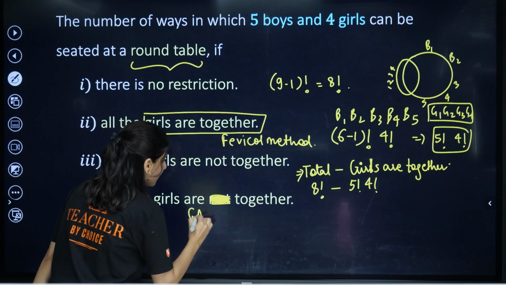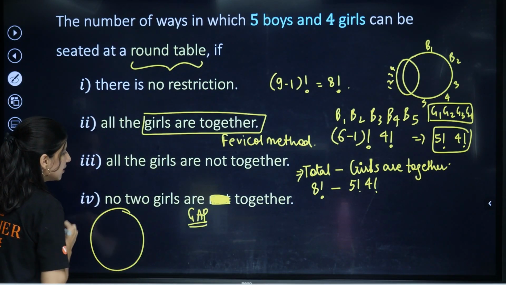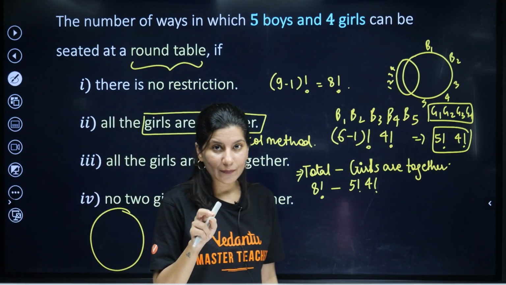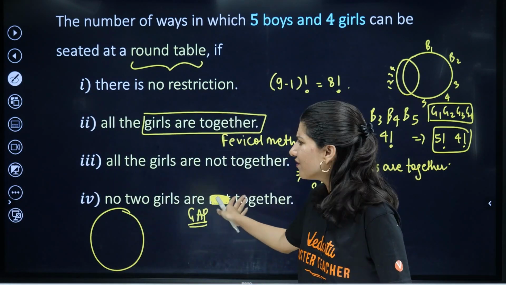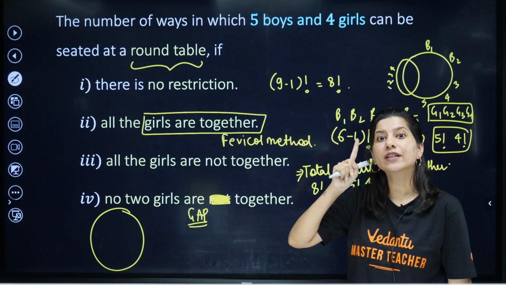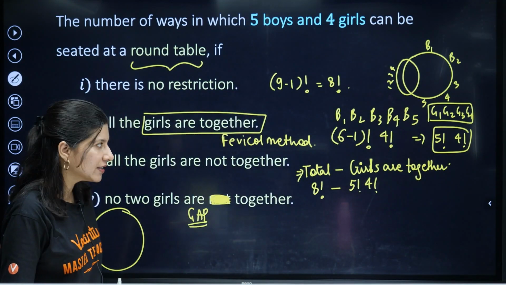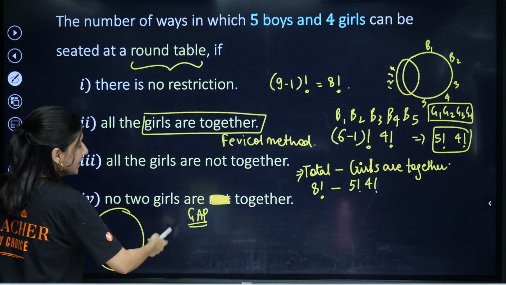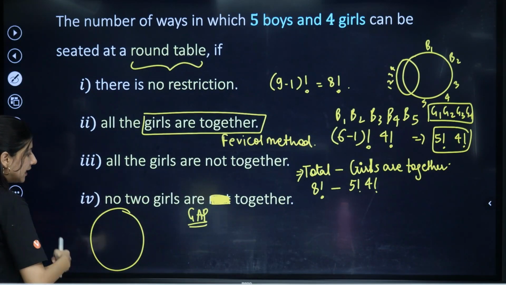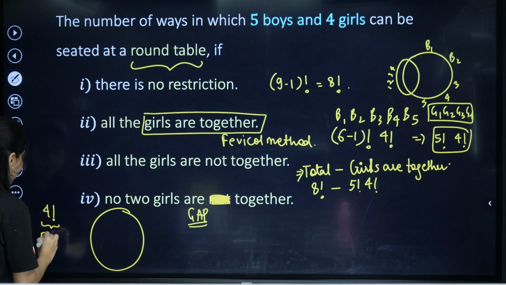What we have studied is no two girls are together. That means gap method. Gap method says that whenever no two girls should be together, then leave these girls and talk about boys. Give priority to boys. Make them sit in circular fashion. So there are 5 boys, right? Now 5 boys can be seated in how many ways? 5 minus 1, 4 factorial. So 4 factorial for boys, correct?